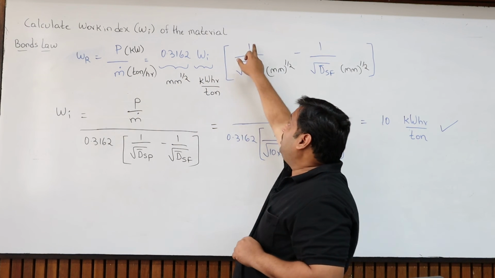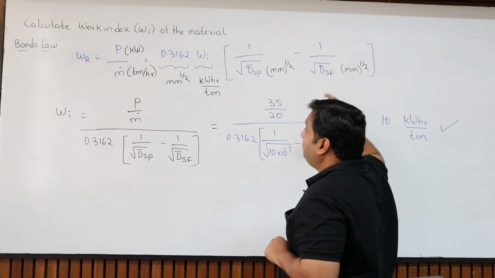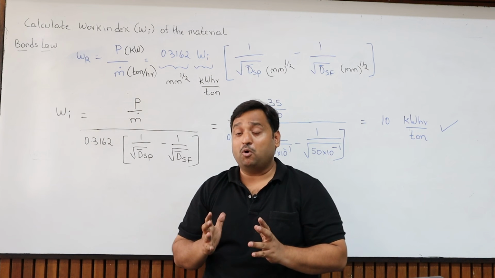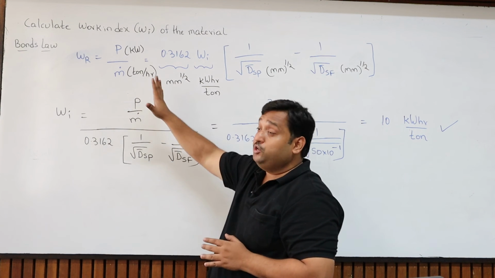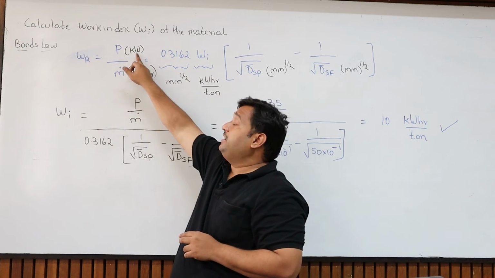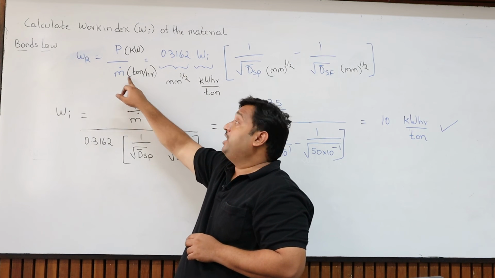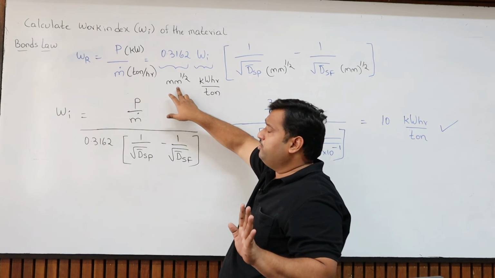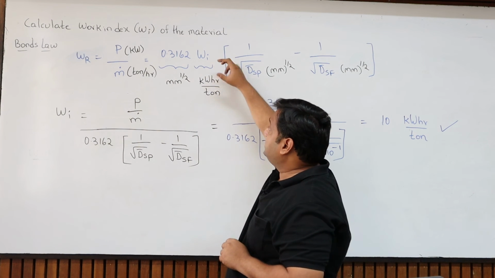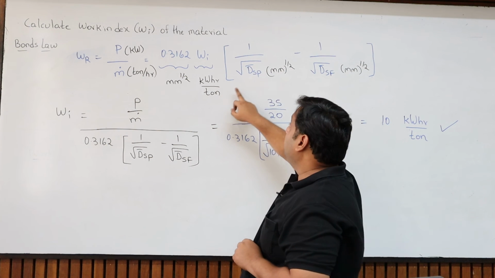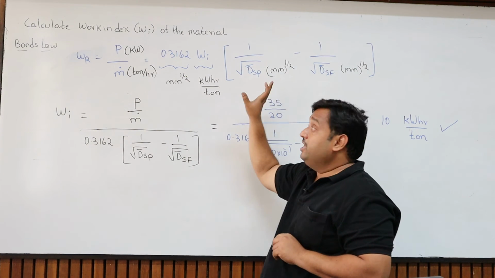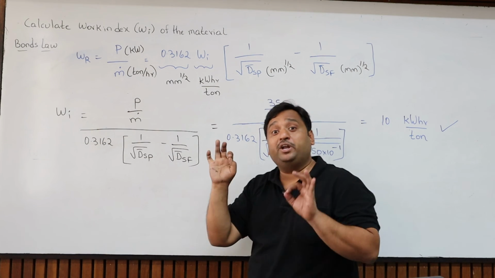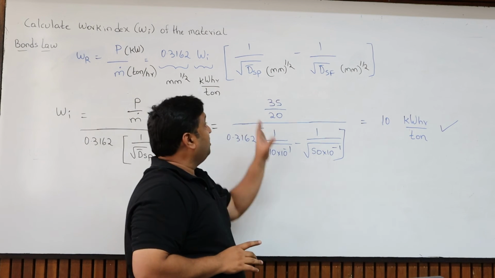0.3162 Wi into 1 by square root of the product minus 1 by square root of the feed. See, the dimensions follow the same units. Whenever you apply Bond's law to calculate the work index, the units should be the same. Power should be in kilowatts, mass flow rate in tons per hour, and 0.3162 is a constant which has a unit of mm power 1 by 2. Work index should be in kilowatt hour per ton, diameter should be in mm. If you want to use this formula to calculate the work index, the diameter you have to put in mm, not in meters, because of this constant.